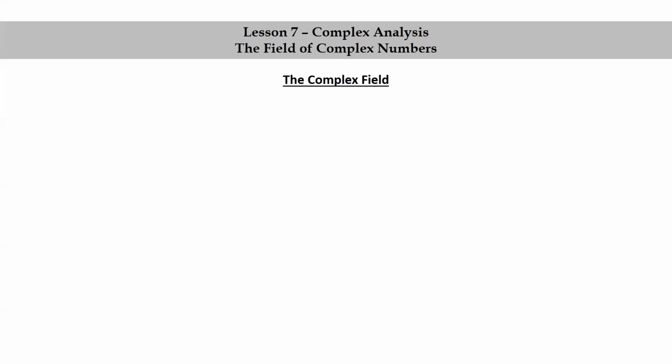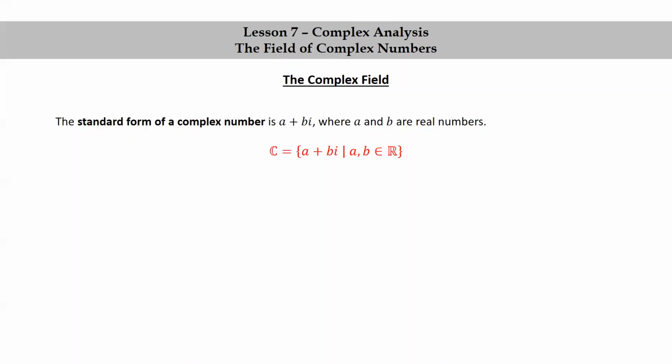The complex field. The standard form of a complex number is a plus bi, where a and b are real numbers. We use the letter C with a double-struck font for the complex numbers. So C is equal to the set of a plus bi such that a and b are real numbers. We can also write the complex number a plus bi as the ordered pair (a, b).